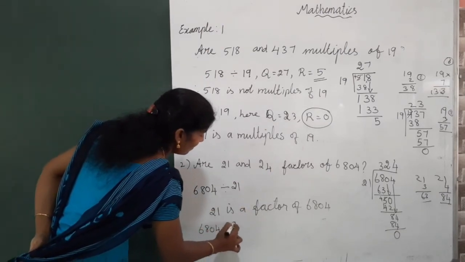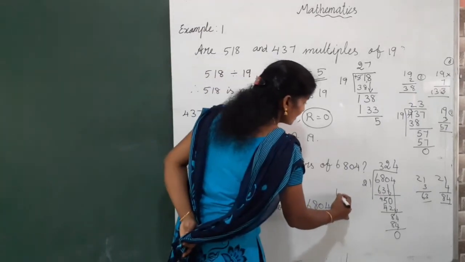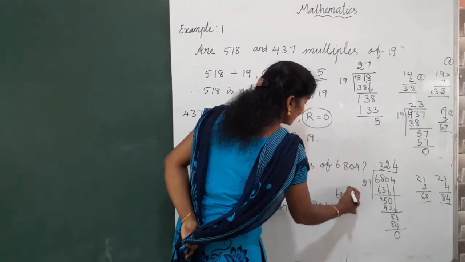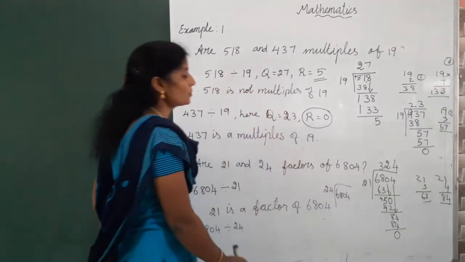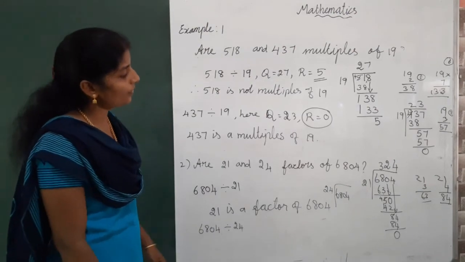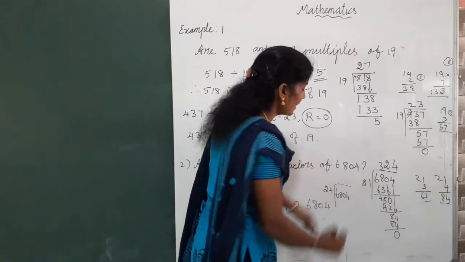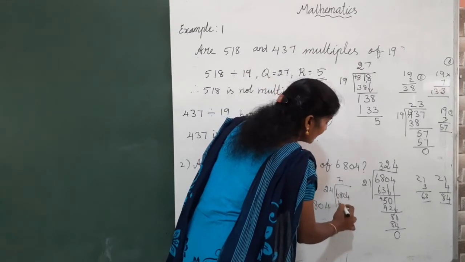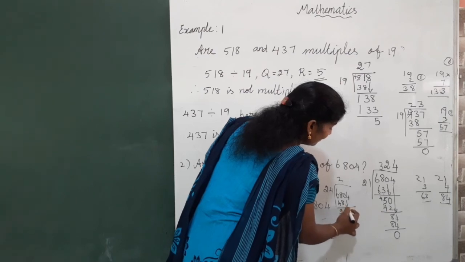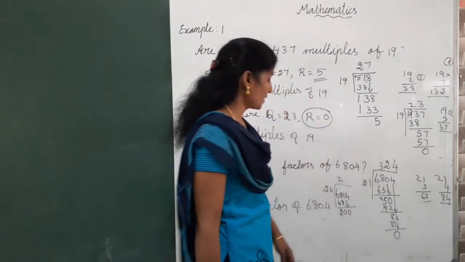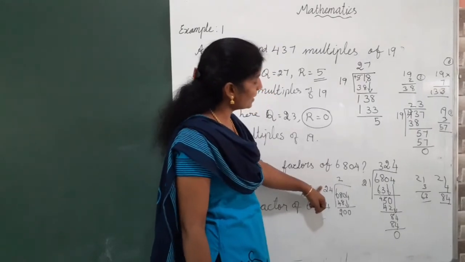Now we can check 24. 6804 is divided by 24. Now 24 plus 24, 48. 2 times 48. Then 0, 20. Again we can take this 0 down. Now 24, how many times? 4 times means 96.